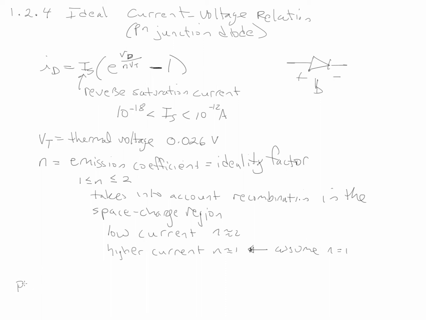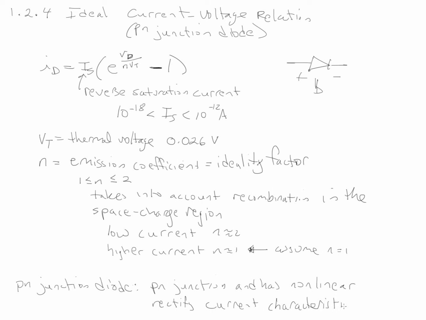And then they just give a definition of the p-n junction diode. So it has a p-n junction, and it has non-linear rectifying current characteristics. So the important thing here is that a p-n junction diode is nonlinear, not like a resistor where V is equal to I times R. It has this other equation here with the exponential in it.